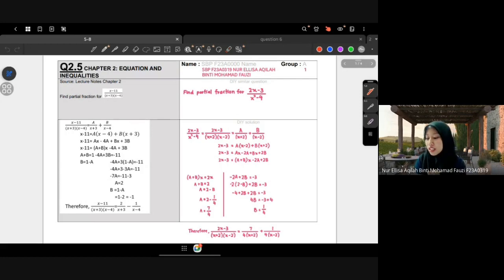Next, to get a common denominator, we cross multiply these two fractions, which gives us a times x minus 2 plus b times x plus 2. Here we eliminate the denominator since both sides are the same. Then we solve this equation. So we got 2x minus 3 equals a plus b times x minus 2a plus 2b.